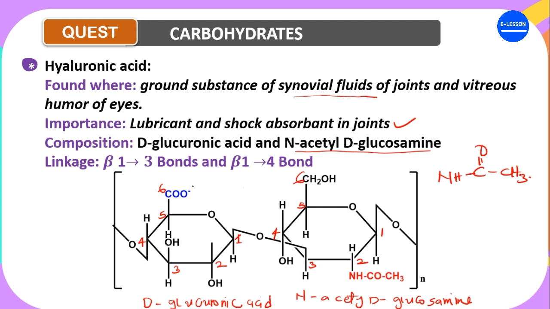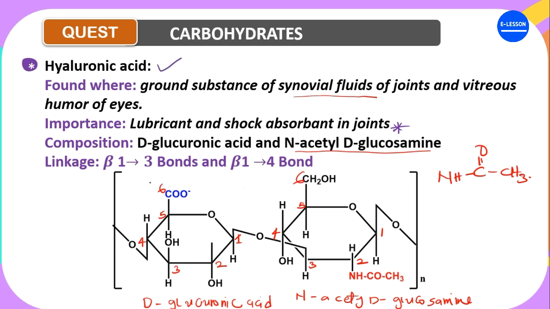We say where can we find them? Lubricant and shock absorbents in joints. Their importance is that they act as lubricant and shock absorbent in joints. And then where can we find them? In synovial fluid of joints and the vitreous humor of the eye. So that is for hyaluronic acid.